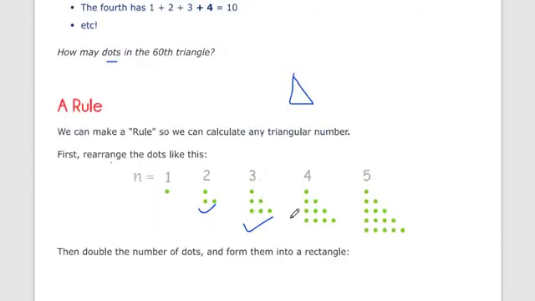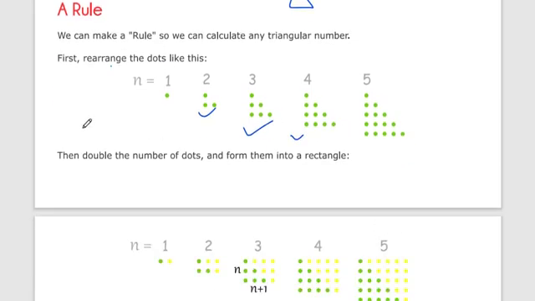Okay, so now we have converted all the terms into right angle triangles. Now we double the number of dots and form them into a rectangle. We have to make this right angle triangle into rectangle form by adding the number of dots, doubling the number of dots.